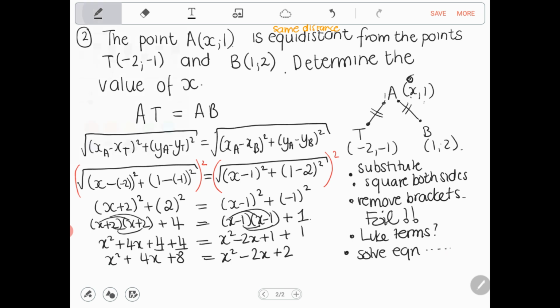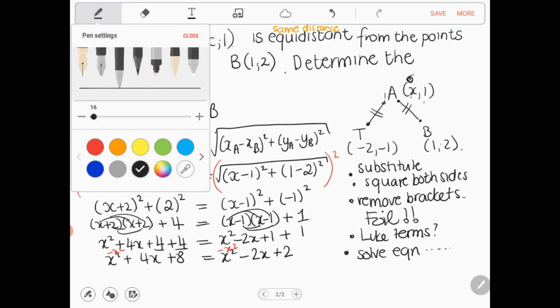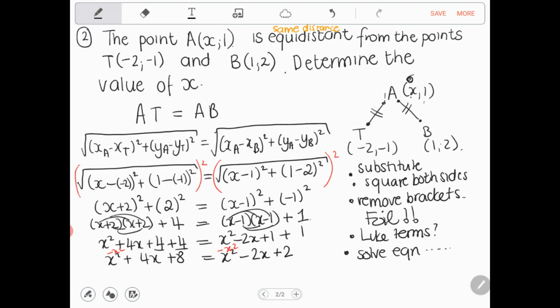But can you guys see that if I subtracted the x squared to move it to this side, it would actually cancel? So it's not actually a quadratic equation. Your x squareds cancel. It's just a normal linear equation. So we want our x's on one side and our numbers on the other. Okay, so we've got 4x plus 8 is equal to negative 2x plus 2.